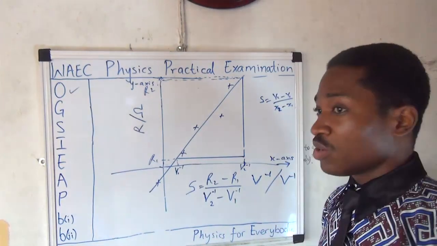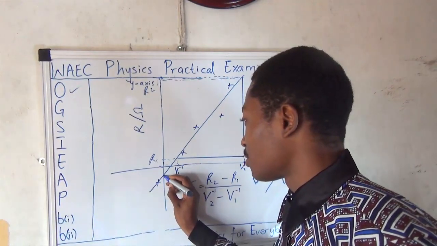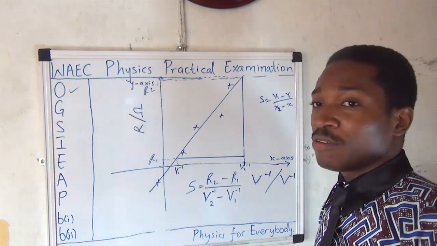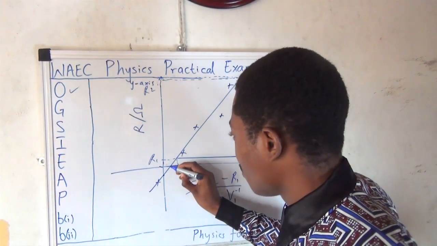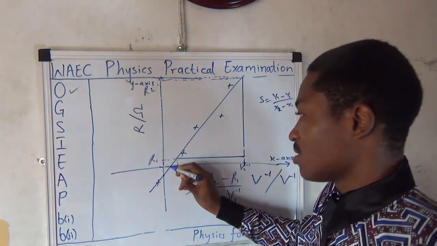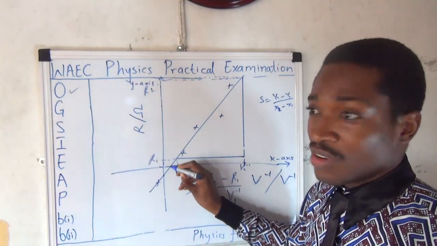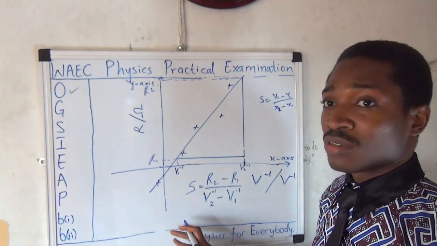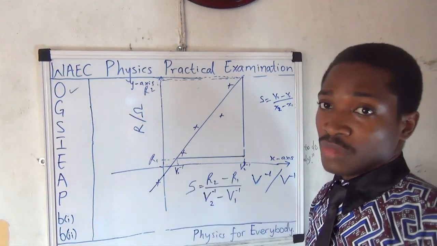Now your intercept. The question requests for intercept on the vertical axis. Whatever value you have here, you just write it down. And if the question requests for the intercept on the horizontal axis, this is the horizontal axis. Whatever value you have here, where the slope cuts that axis, that's what you write down. If the question requests for intercept on the R axis, your R axis is your vertical axis. This is what you pick as your intercept.